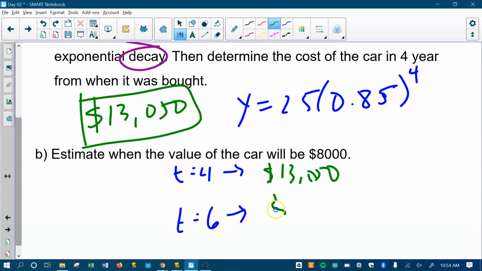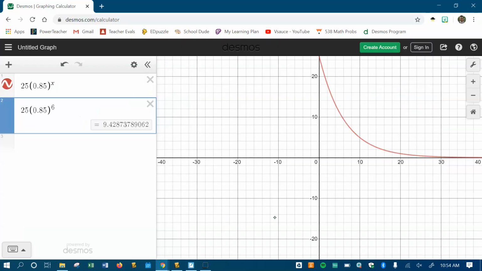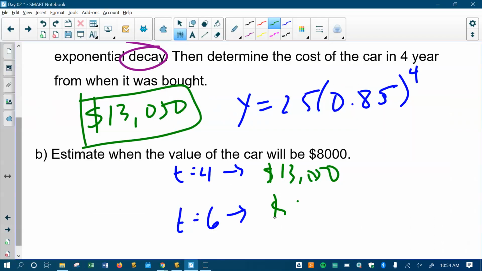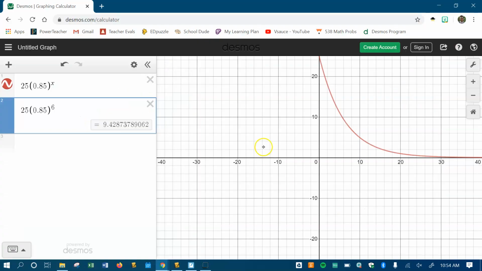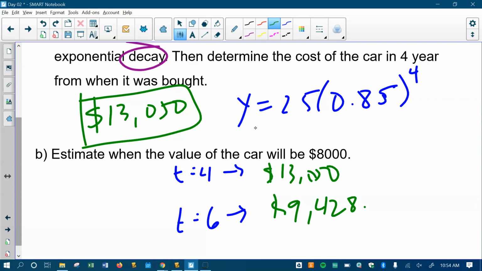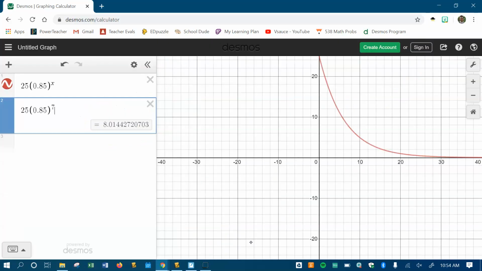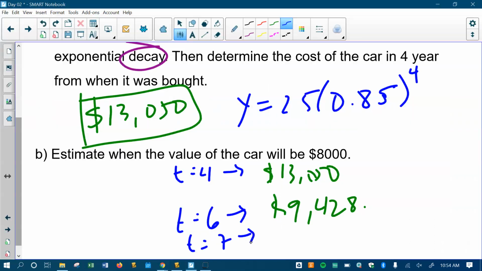That was just a $9,428. So t equals 7 looks like 8,000. That's perfect. T equals 7 is 8,000. The actual number, $8,014, which is a pretty close approximation. Estimating, that's great.